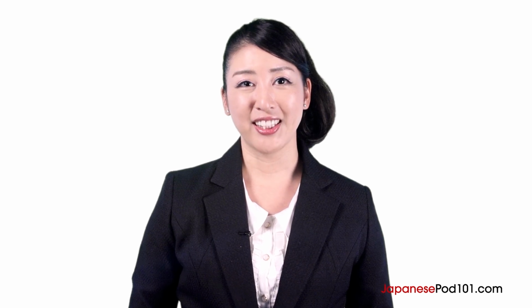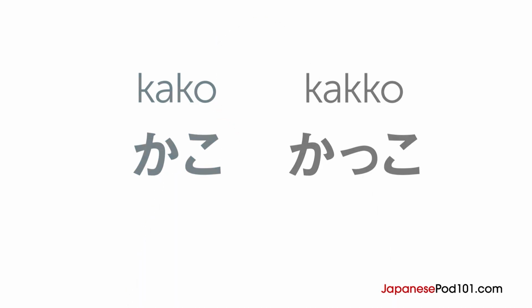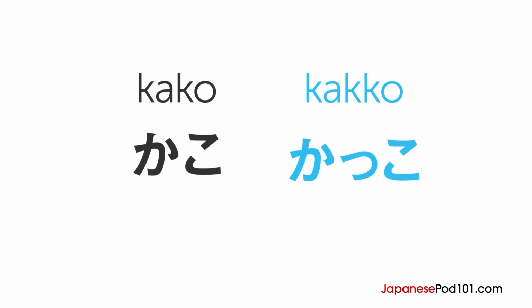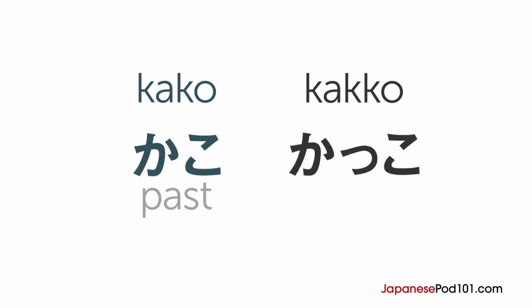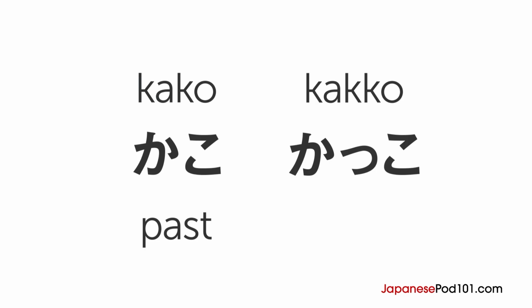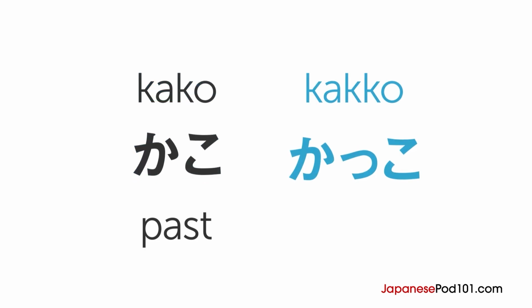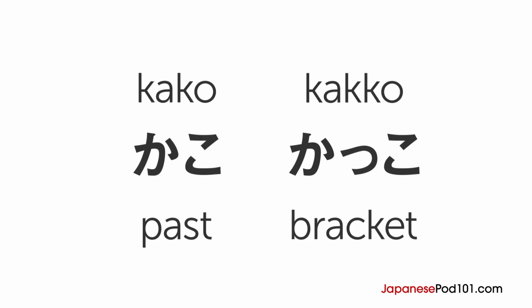Please master these, because if you don't pause enough, you might end up saying a completely different word. For example, 過去 and かっこ. 過去 means past. It doesn't have a small tsu, and so it's pronounced in 2 syllables. かっこ means bracket. It has a small tsu in the middle, and is pronounced in 3 syllables.